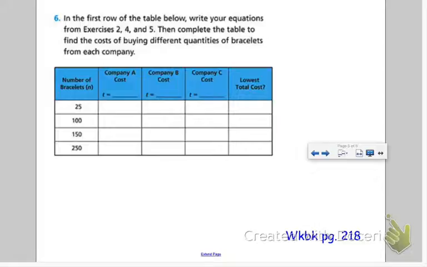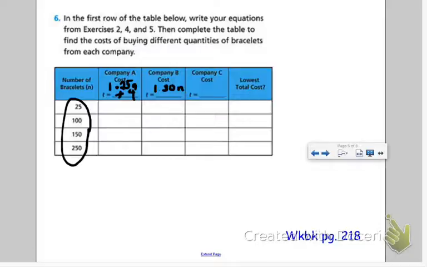But let's see. If we're talking about company A, if you remember, company A's equation was T equals $1.25 N plus 4. I'm having a hard time squeezing this in, but you could probably do better than I did. So $1.25 times N plus 4. Company B, the equation was T equals $1.30 times N. You had to figure out company C. And now we're going to figure out, what would it cost to buy all of these different quantities of bracelets from each company? So let's look at company A.